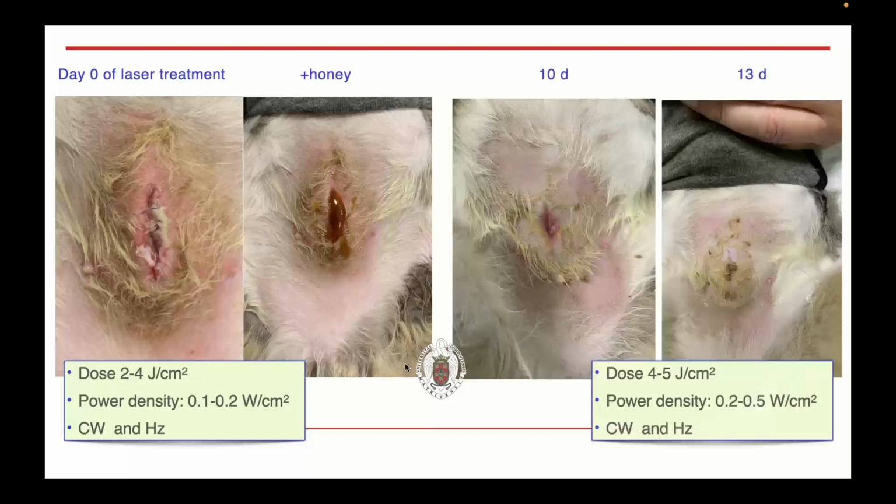The dressings were held together by a protective suit, which was much better tolerated by the cat. And with the laser and the honey, the wound started to be less inflamed and heal. And the cat also started to pay less attention to it. The last picture is on day 13 after the beginning of treatment with a total of 5 sessions.